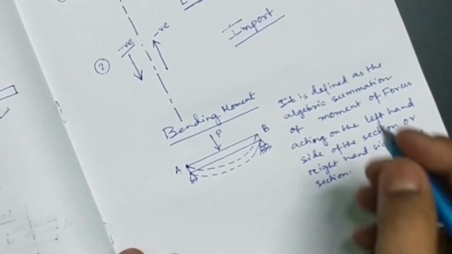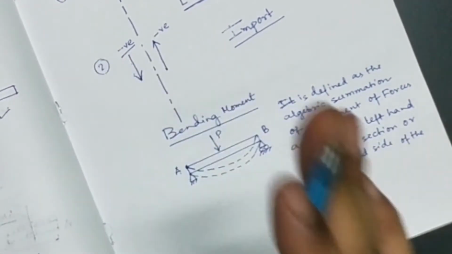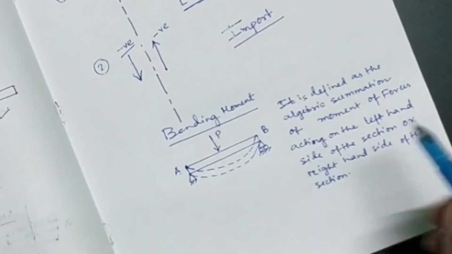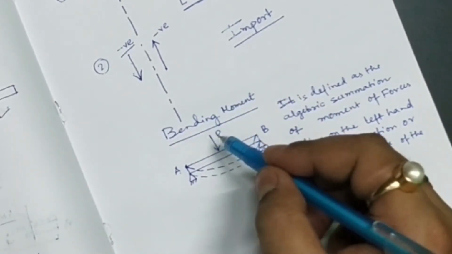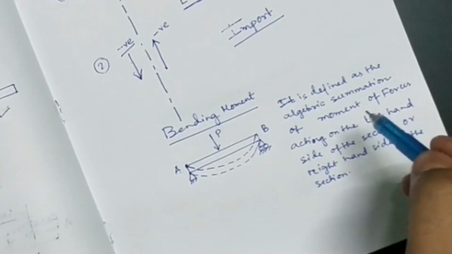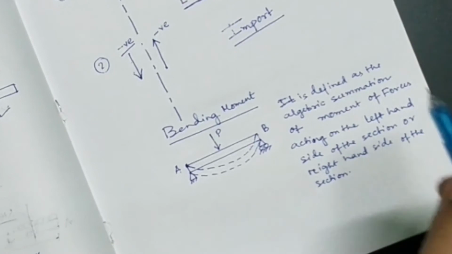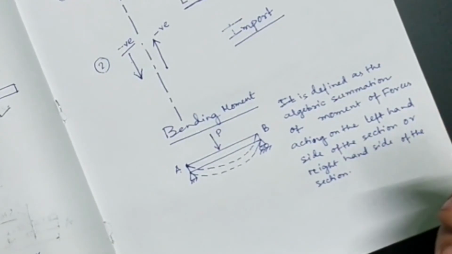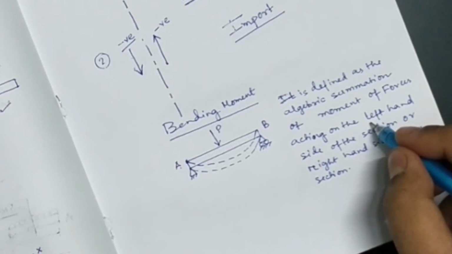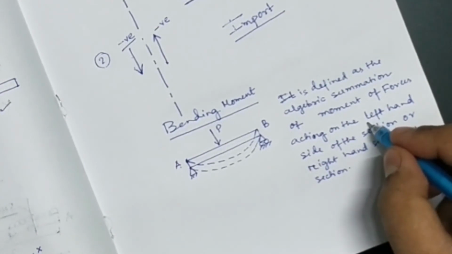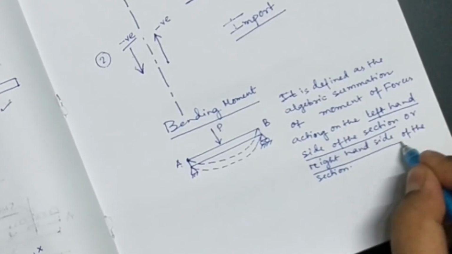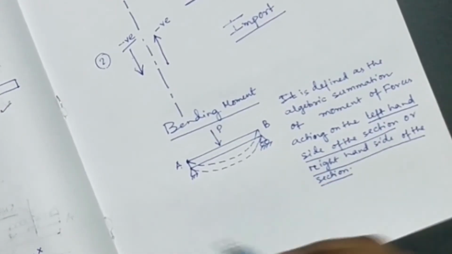So it is very much similar to the previous condition. In case of shear force, we were calculating the algebraic summation of the forces, but when we are calculating bending moment, then we are calculating the algebraic summation of the moment of the forces, not the forces but the moment of the forces. Here also we have to understand that we are calculating the moment of the forces either to the left hand side of the section or to the right hand side of the section. This has to be understood.